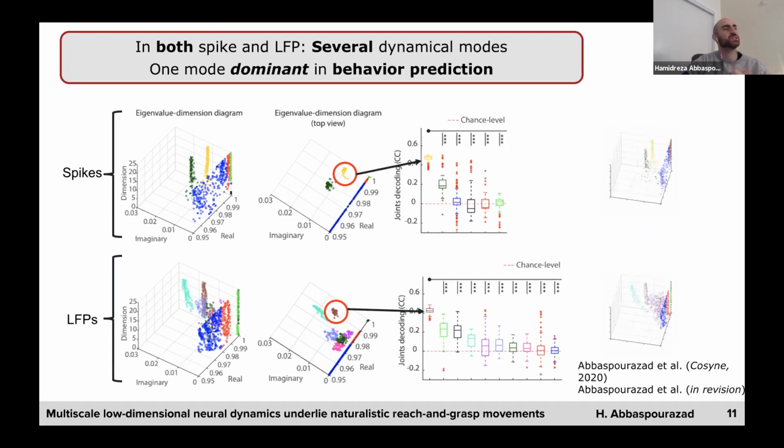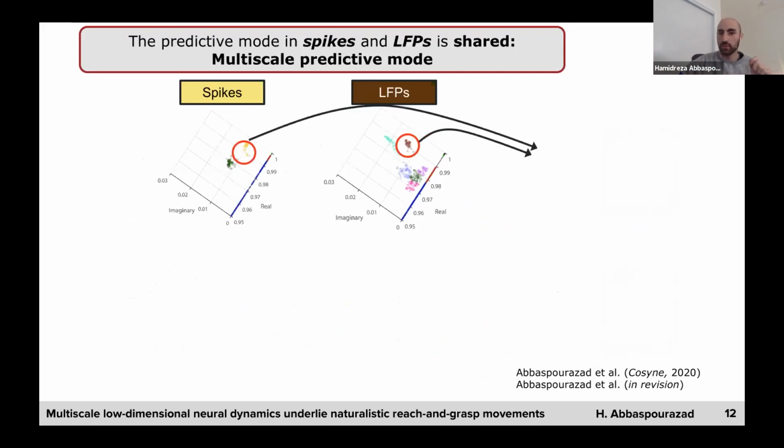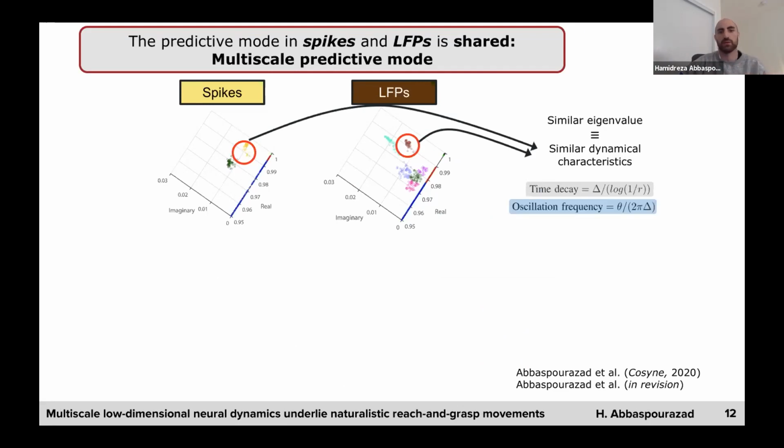So this takes us to the question: now that we have this dominant mode in spiking network activity and LFP network activity, do they have any relationship with each other, or are they separate? Interestingly, even though there were several distinct modes in both population activities, the one mode that predicted behavior dominantly had a similar eigenvalue in both scales, meaning it had similar dynamical characteristics, and therefore similar time decay and oscillation frequencies.